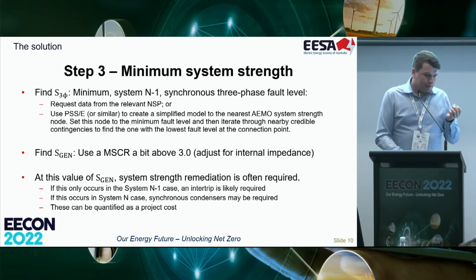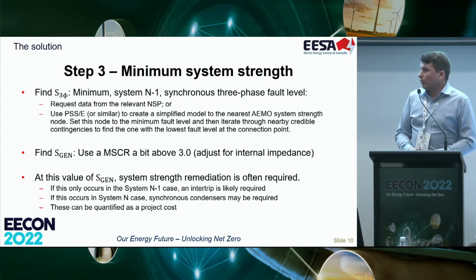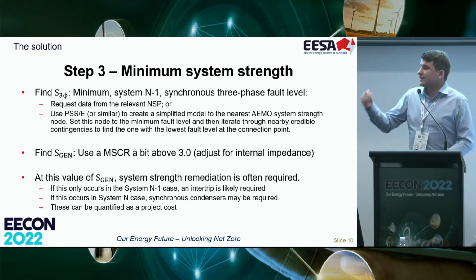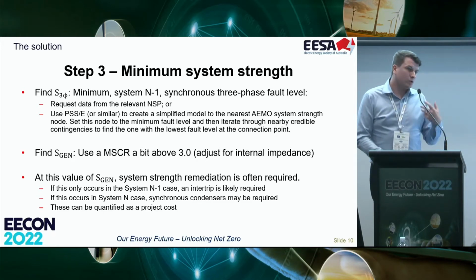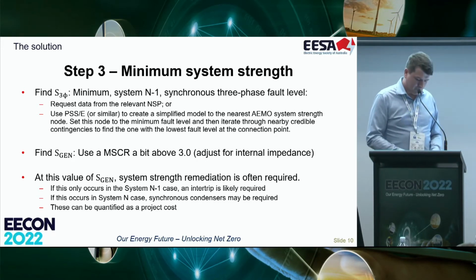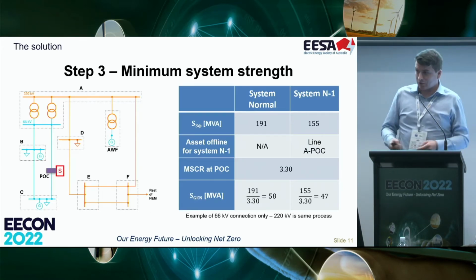So, importantly, we also typically complete this under a system N-1 case, or the worst single outage which results in the lower system strength. Just because the network is designed to be N-1, so we should also be designed to be N-1. And remember, we're going to do this as a cost, so we're going to get to the cost eventually.